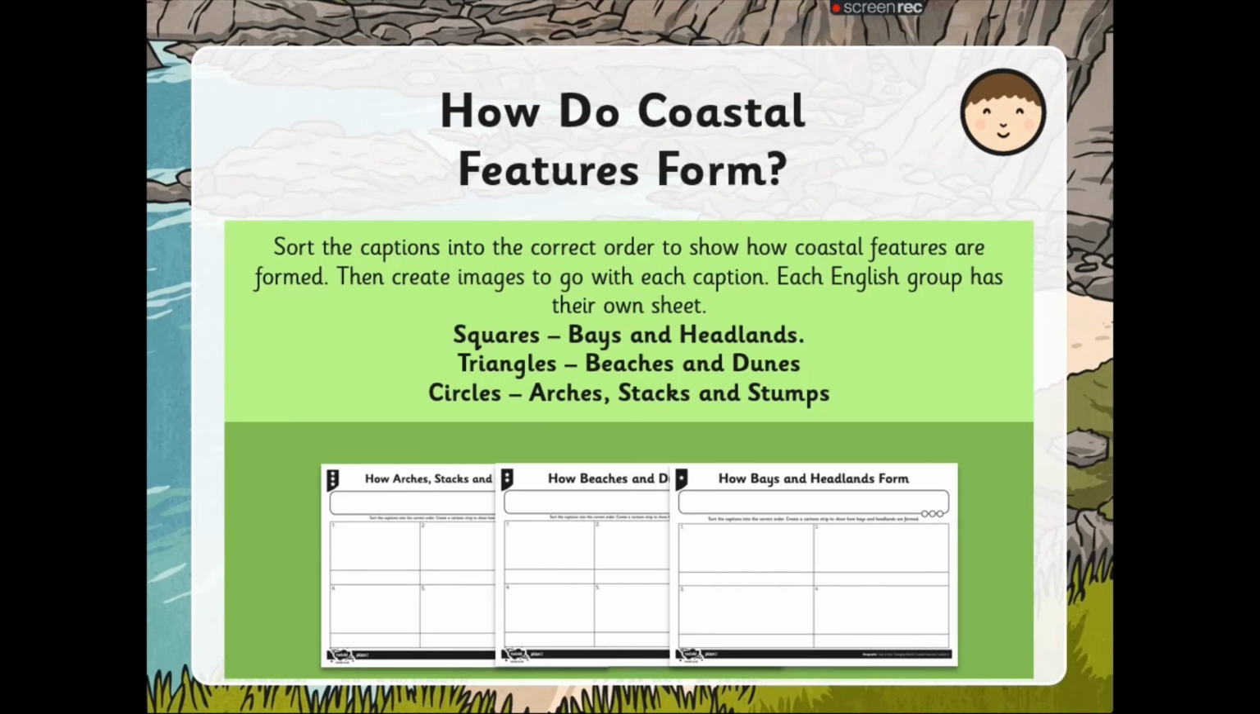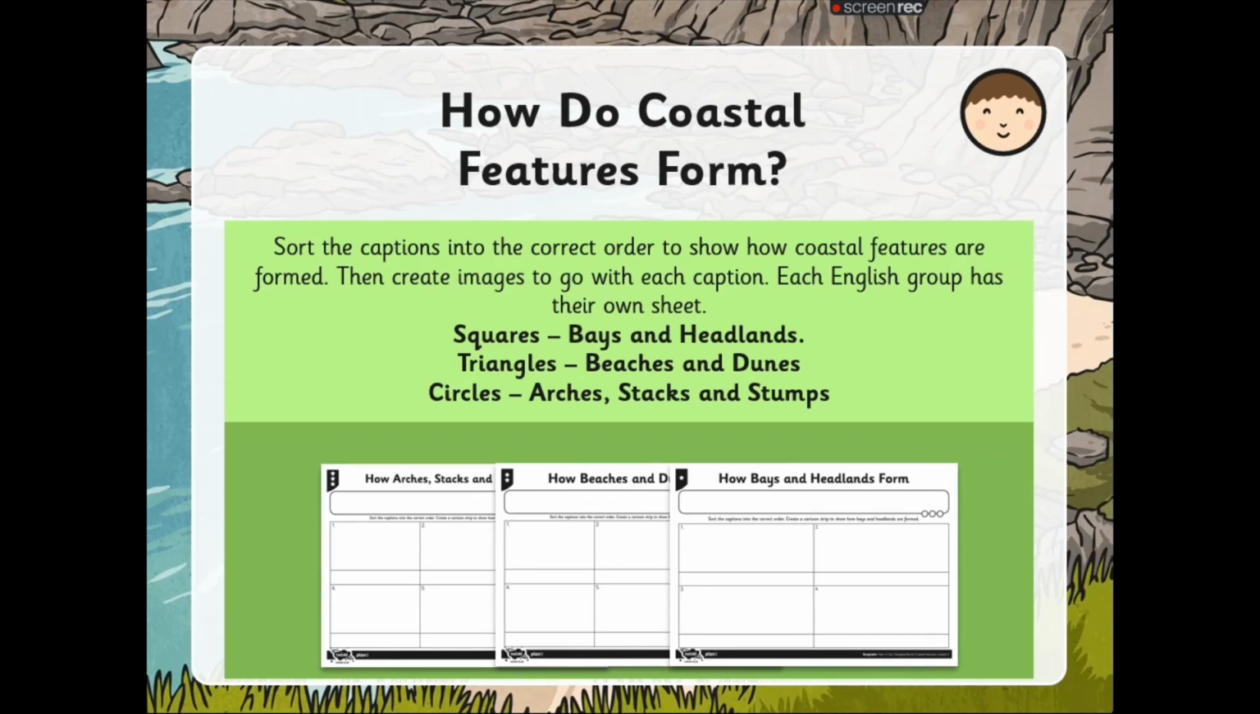Now, your work today is to sort the captions on your sheets into the correct order. Okay, each one of you has got a different task. It depends on what group you are in for English. So if you are in squares for English, you will be doing bays and headlands. If you're in triangles, you'll be looking at beaches and dunes. And if you're in circles, you'll be looking at arches, stacks, and stumps.